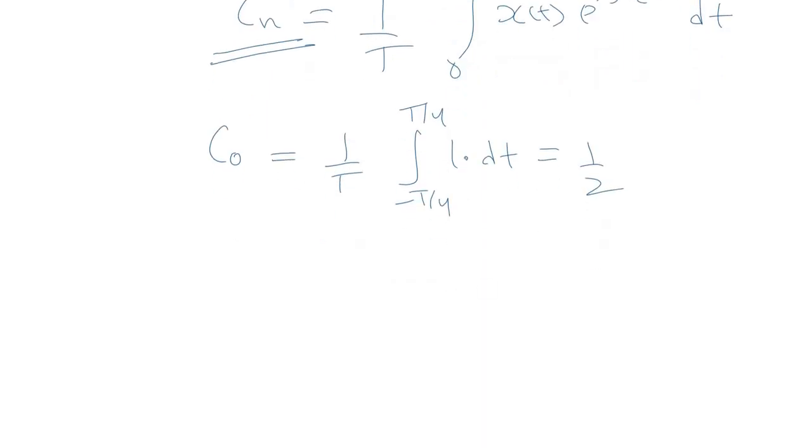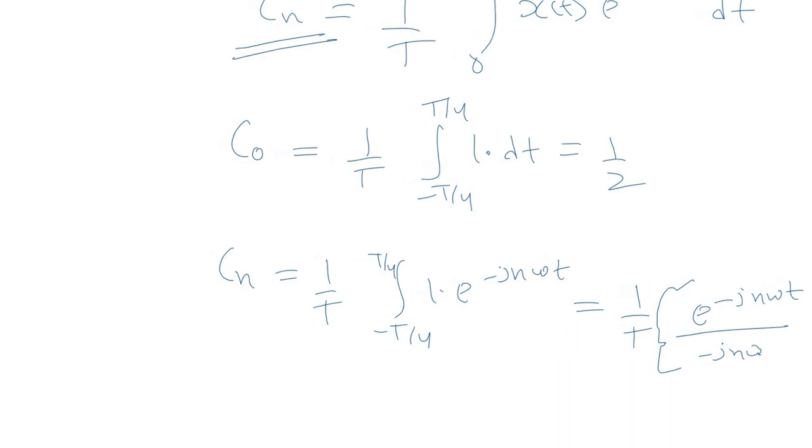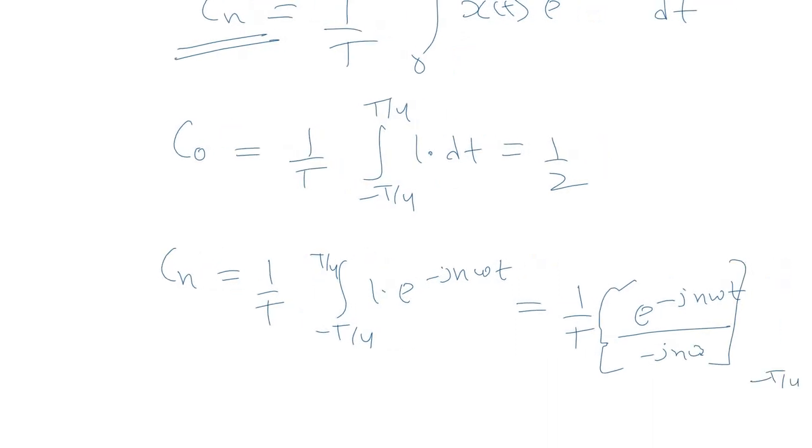Now let us find out the other Fourier series coefficients. Cn is 1 by T, range would be minus T by 4 to T by 4, 1 into e raised to power minus j n omega t. Alright, simplify this integral, we get 1 upon T, a negative complex exponential e raised to power minus j n omega t divided by minus j n omega, and the range is from minus T by 4 to T by 4.